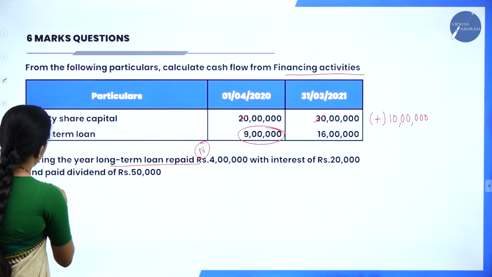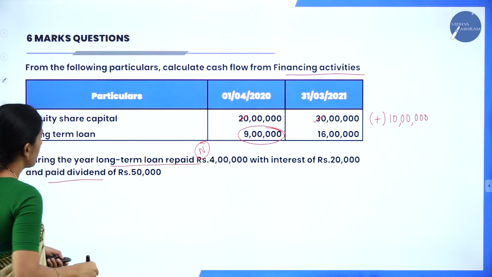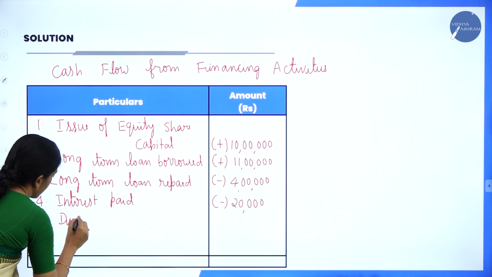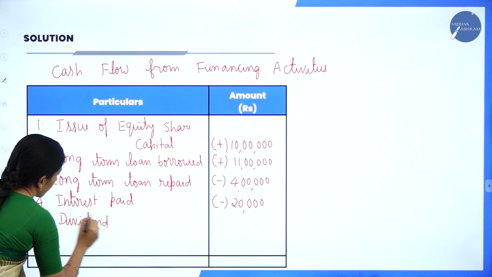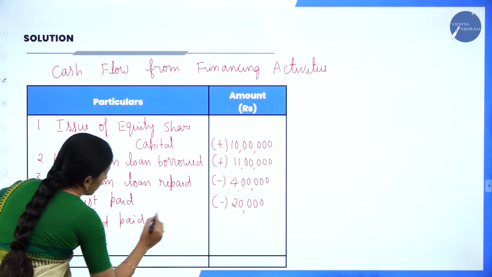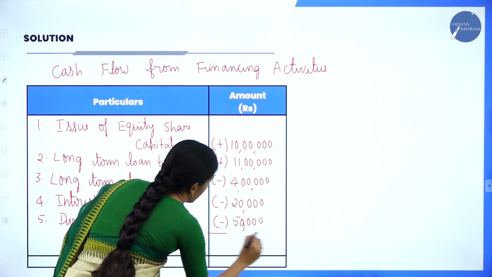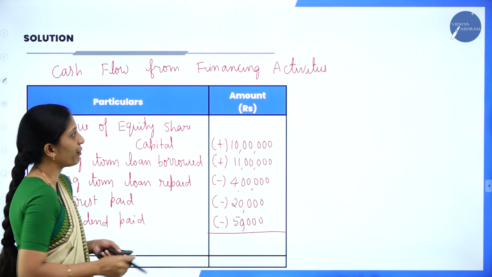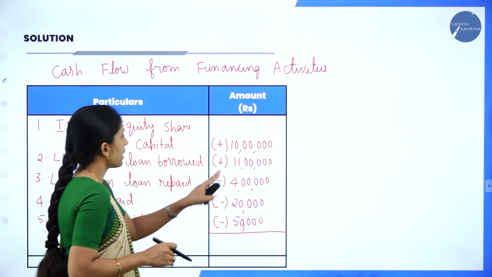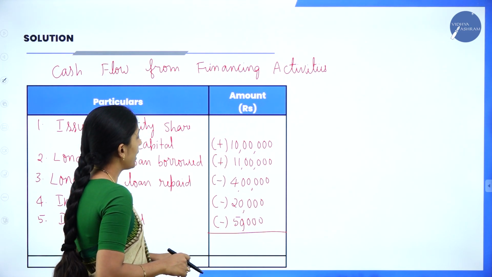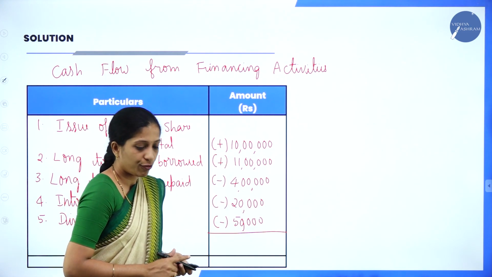Then we have dividend paid, 50,000. So dividend paid minus 50,000. So the net result will be cash inflow or outflow from financing activities. So let us see how much. 10 lakh plus 11 lakh. So it is 21 lakh. 21 lakh minus 4 lakh.